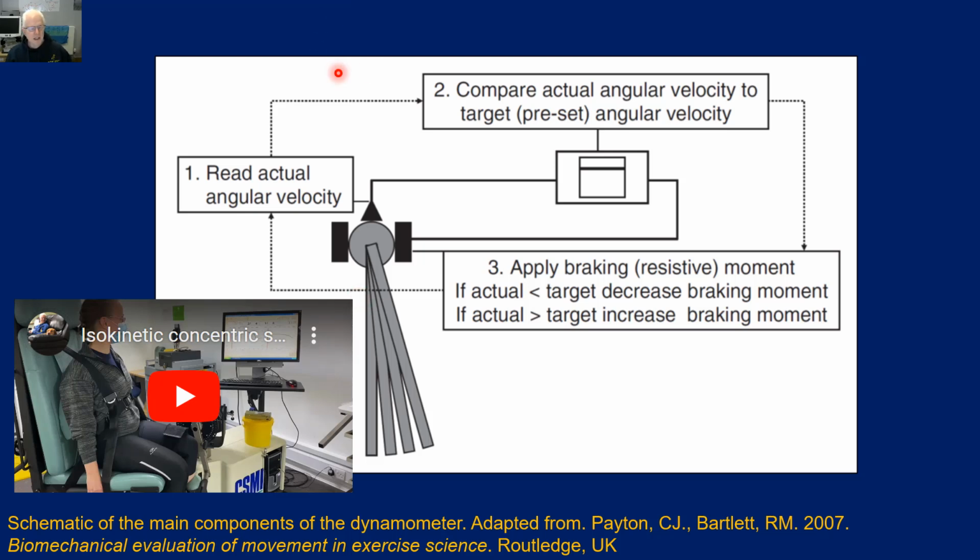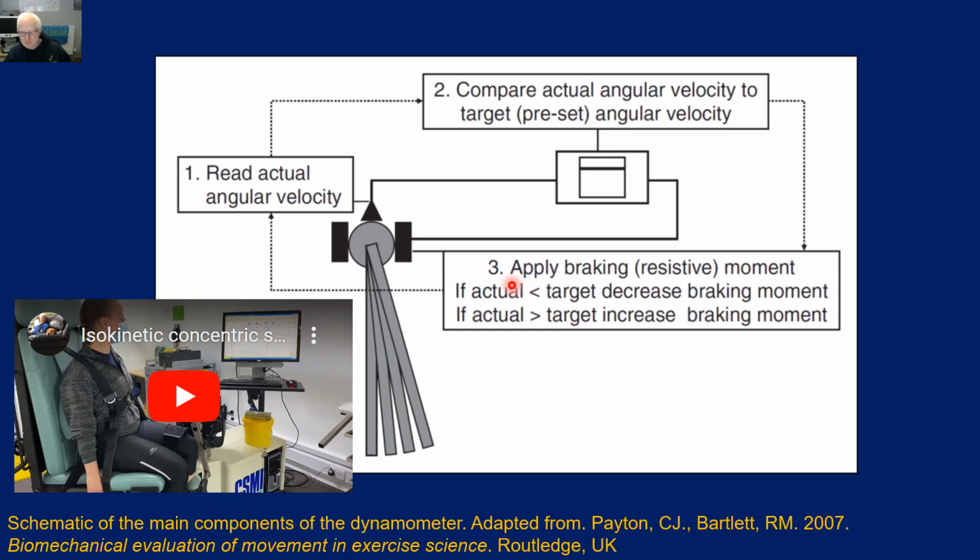So in the example we've got here, we can see we've got the device set up, as you'll see on the video in a moment here. And what we have is a series of comparisons taking place. The dynamometer arm will start to move. You'll see it in this example here. It will accelerate, so it's going to read that velocity. It's going to compare that angular velocity to the preset angular velocity. It's going to compare the two.